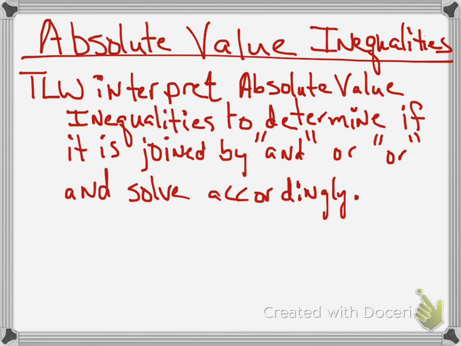Alrighty here, we're going to do some absolute value inequalities. So let's see what we got to do here. We want to interpret absolute value inequalities, determine if it is joined by an and or an or, and solve accordingly. Usually, if you got the compound inequalities, then this should be fairly easy. You just got to remember one simple rule.